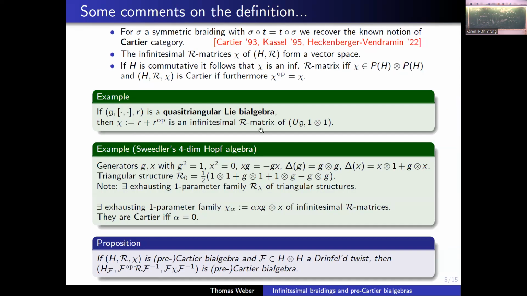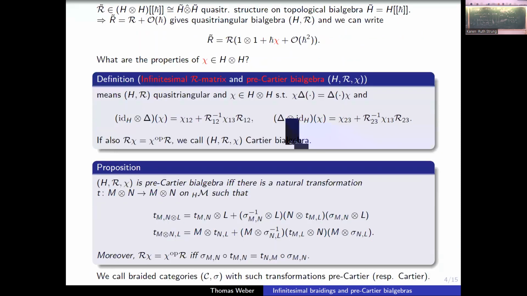Okay, and secondly here, in the case when we have commutativity of H, you can show that the axioms of chi boil down to chi being an element of primitive tensor primitive. So let's have a quick look. Why is this true? With commutativity, the first axiom holds automatically, nothing to be proven, and we can move this R^-1 to the right side, so they cancel, and we are left with the coproduct on the second tensor leg being just chi_{1,2} plus chi_{1,3}, which means that the second tensor leg is primitive. Similar argument for the first one.